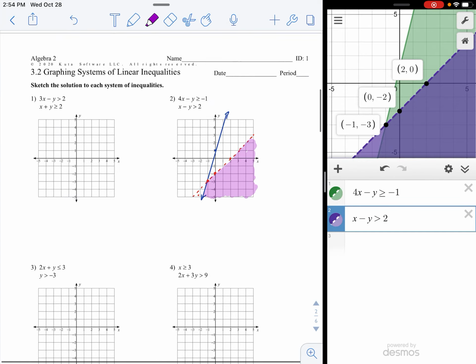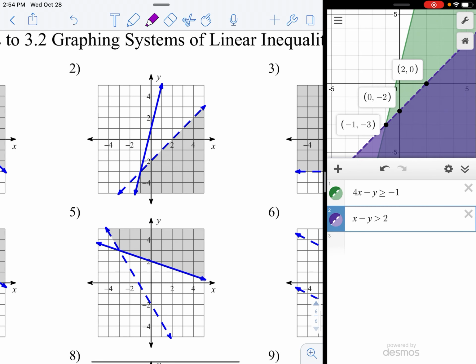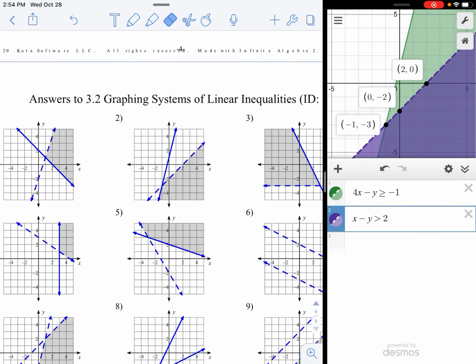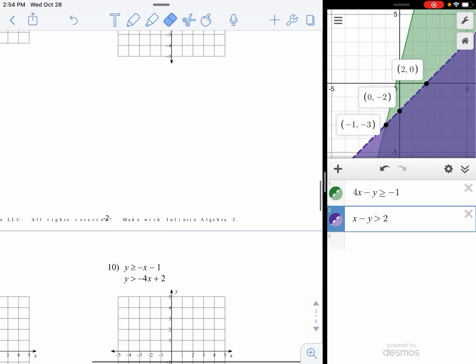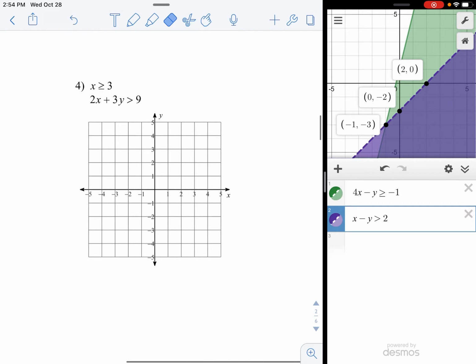All right, let me scroll down and check number 2, just to make sure I didn't do it wrong. That would be awful. There it is. So the dotted line is dotted, the solid line is solid, and only that one little region or area is what's shaded in. All right, with repeated examples, you should get this. Hopefully it'll go pretty well.